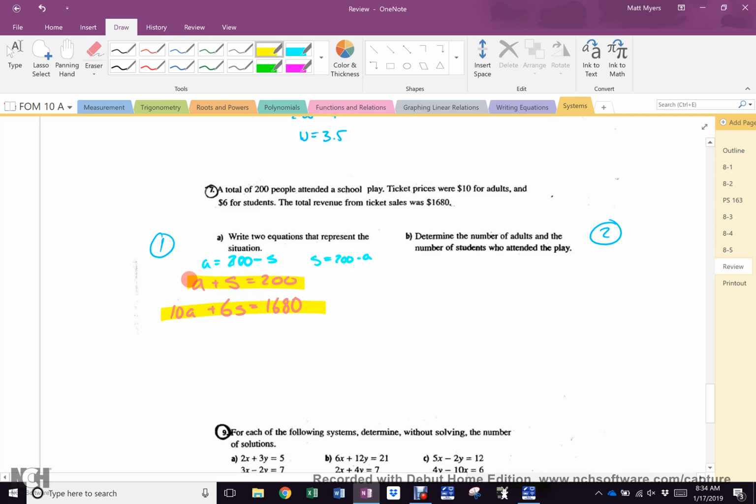We're set up for whatever we want. We're set up for substitution if we move one letter. We're set up for elimination if we multiply this top one by anything. Right? Well, not by anything. By either negative 10 or negative 6. Since I just did a substitution one, I'm going to do an elimination one here. So I'm going to multiply that by negative 10 to get negative 10a minus 10s equals negative 2,000. Then I'm going to add them together to get negative 4s equals negative 320. S will equal 80. If S equals 80, adults equal 120.